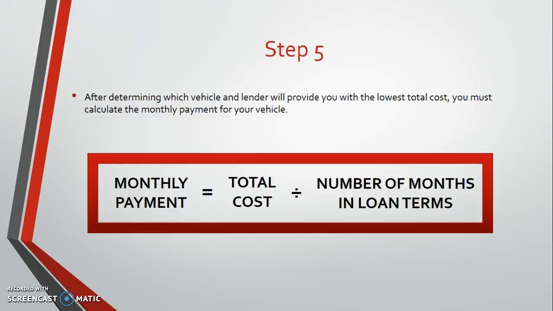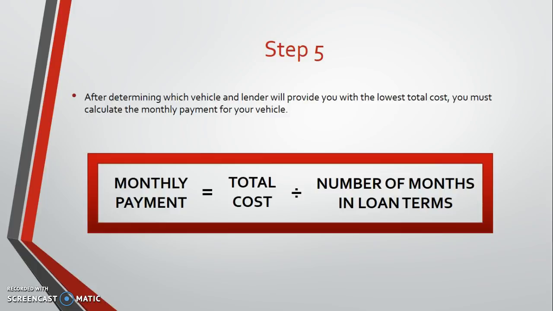And our final step, step 5. After determining which vehicle and lender will provide you with the lowest total cost, you must calculate the monthly payment for your vehicle. Your monthly payment is your total cost divided by the number of months in your loan.